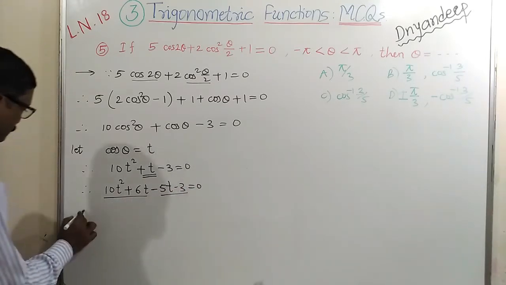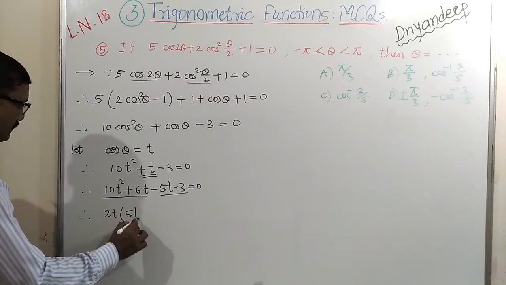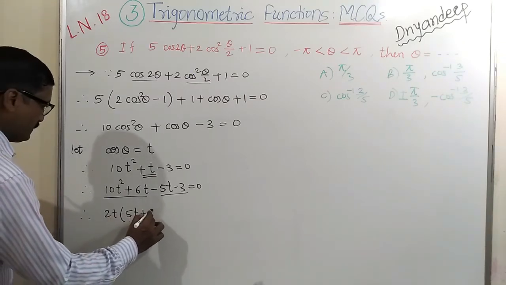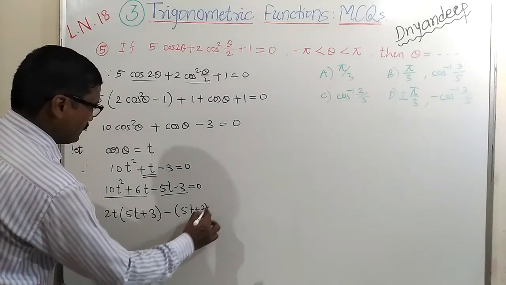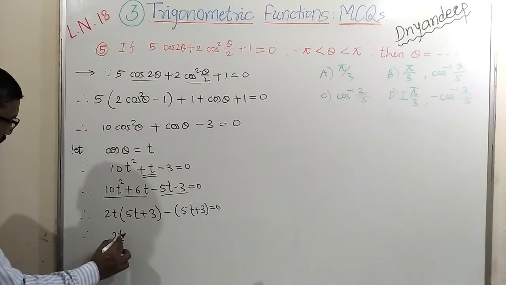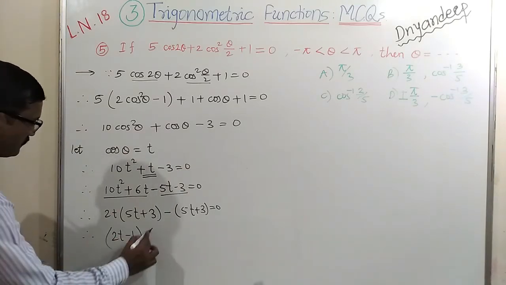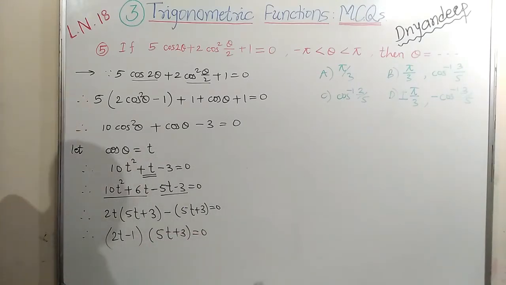So the factors are 2t in bracket 5t plus 3, taking negative sign, once again 5t plus 3 equal to 0. Therefore, the factors are 2t minus 1 and 5t plus 3 equal to 0.